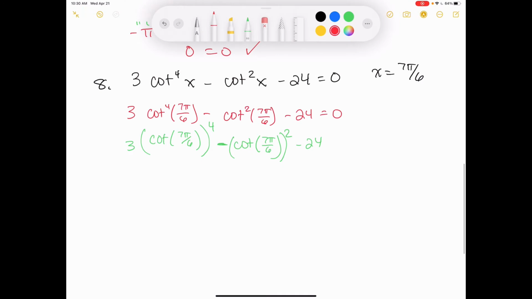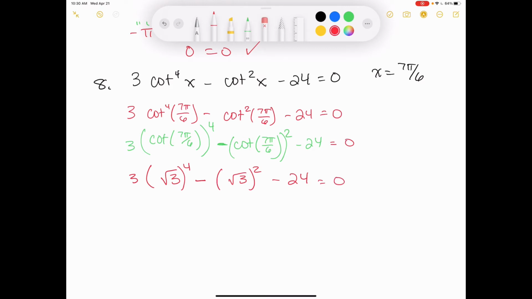Okay, so we're going to have 3 times the cotangent of 7 pi over 6. We said that's root 3, but remember, we're going to raise it to the 4th, minus, and then in parentheses, root 3, and that's going to be squared, minus 24 is equal to 0.